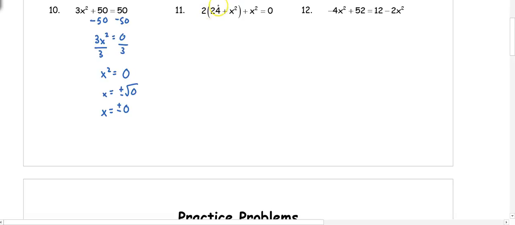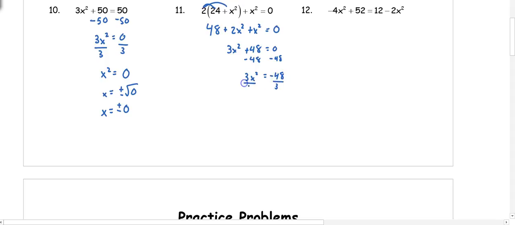Number 11, there's parentheses, so first I need to distribute. So 2 times 24 is 48, plus 2x squared plus the x squared that was already out there equals 0. So when I combine my x's, I get 3x squared plus 48 equals 0. I'm going to subtract 48 from both sides. 3x squared equals negative 48.